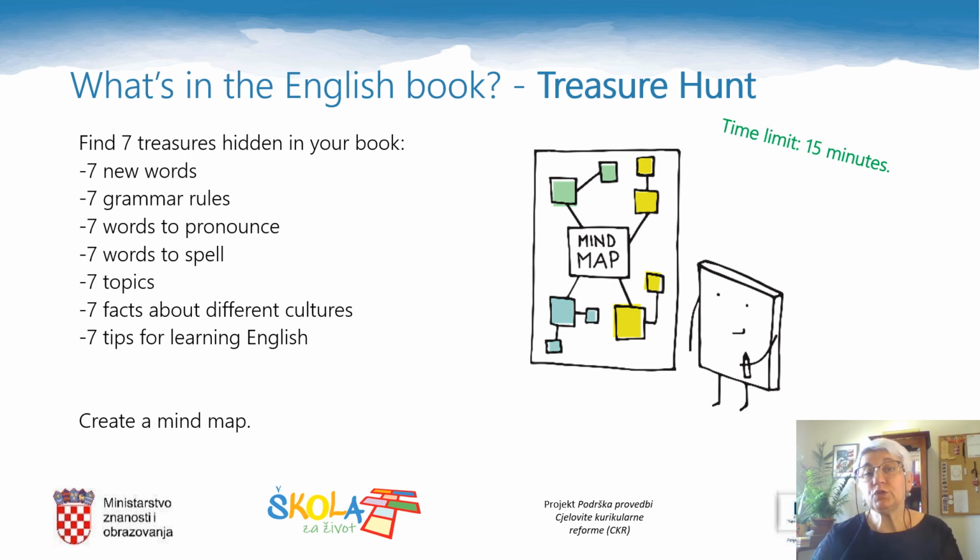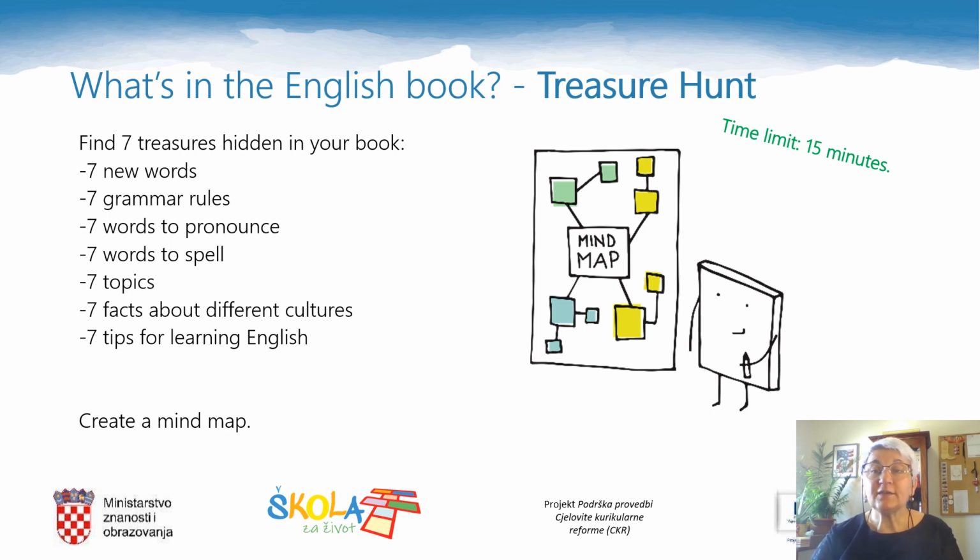Why? Because you know what you have in your book. It's a reminder kind of activity. You will look again and check that you remember well what you have learned from your book. Your task is to find 7 of each of these items. 7 treasures. 7 new words.